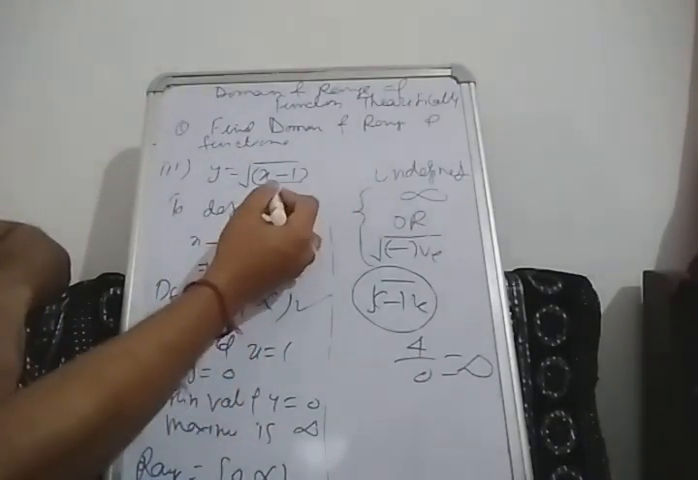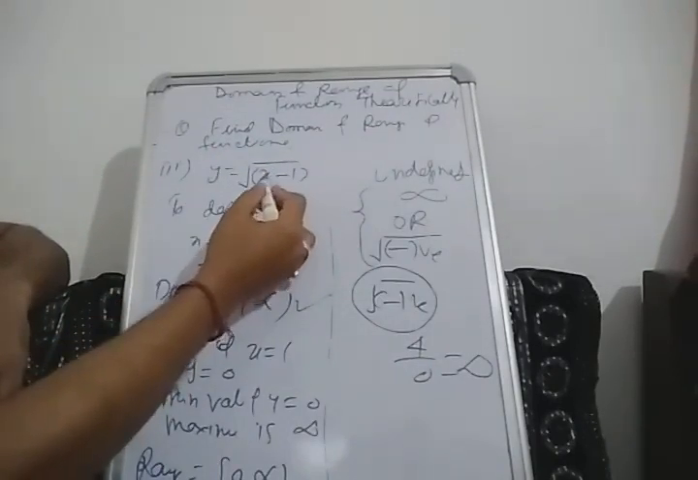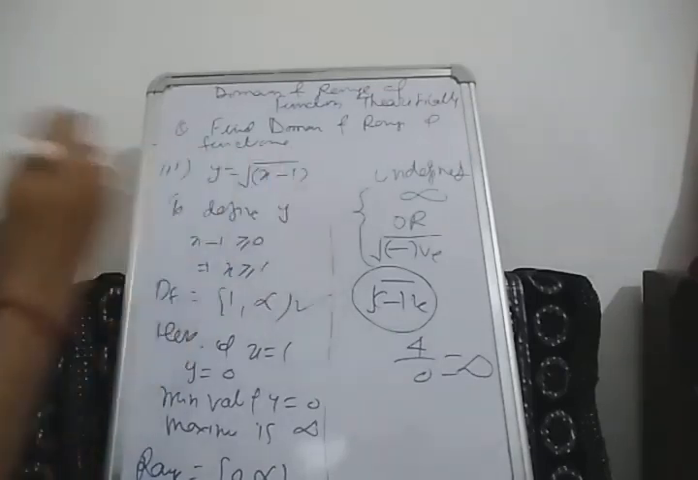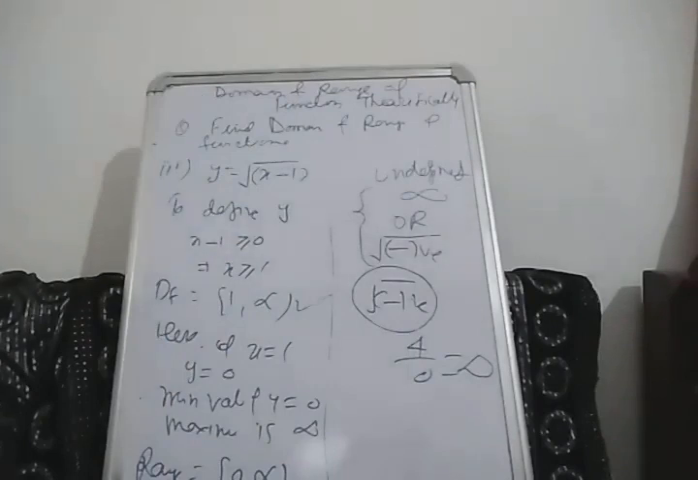The more value of x more than 1 you put, the more value of y you will get. It means x is increasing, so y is also increasing. But what is the minimum value of y? It is 0. The range is from 0 to infinity.